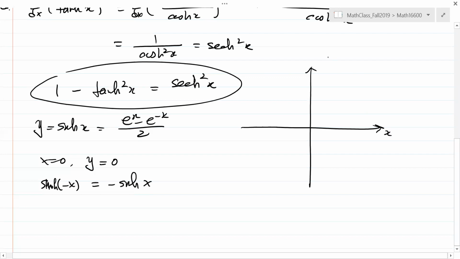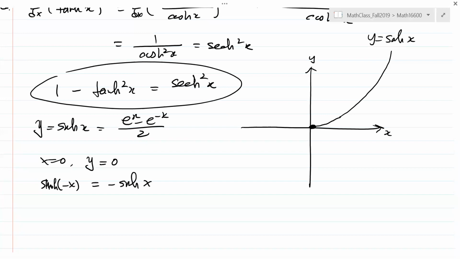So for the graph for x greater than 0, how do you draw it? Starting from 0, right? Then I think it's an increasing function. It's going to be increasing, and then gradually it will be almost equal to half of e to the x. When x is sufficiently large, the second term e to the negative x is almost equal to 0.